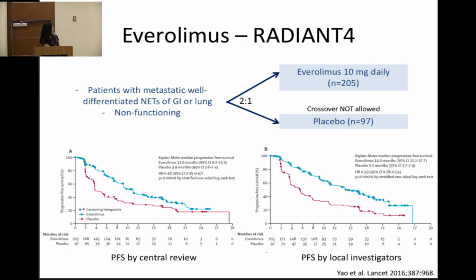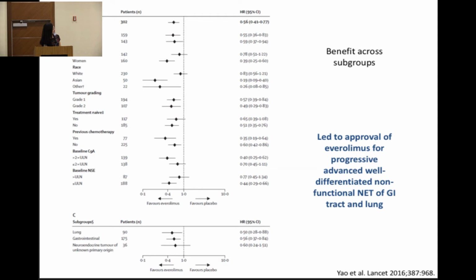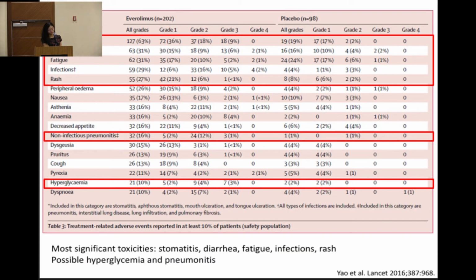RADIANT-4 is using everolimus in GI and lung NETs, well-differentiated NETs. And this showed significant improvement, again, in progression-free survival. More of the same. And the benefit was seen across subgroups. So this led to the approval of everolimus in GEP NETs. In terms of toxicities, most important toxicities are stomatitis, mucositis, diarrhea, fatigue, infections, and rash.